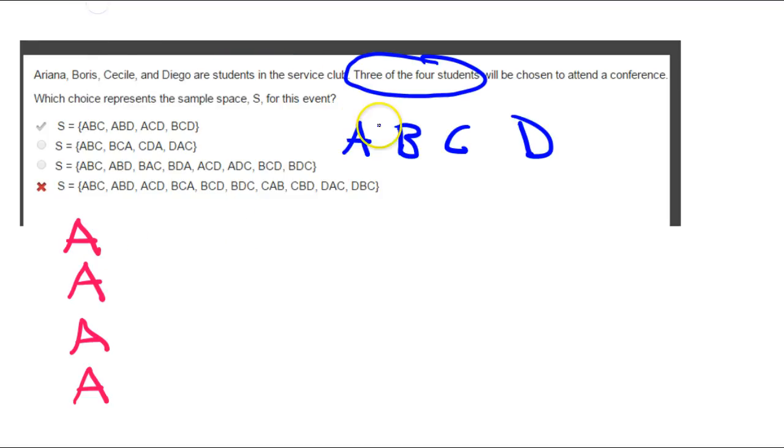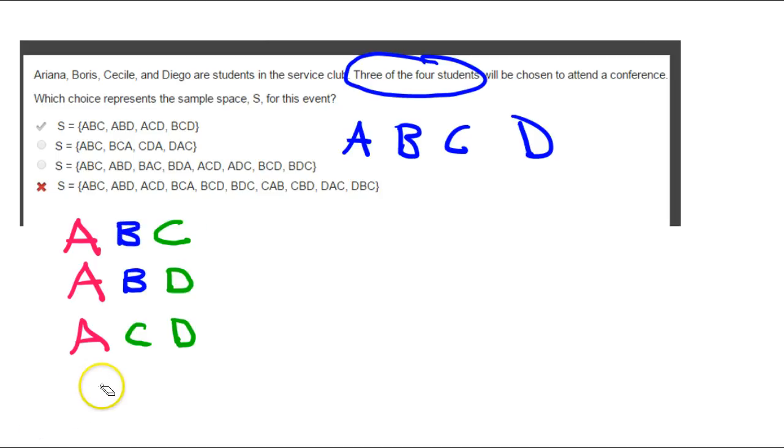Okay, so if A is in it, then it could be... alright, so I have one too many here. So there are only 3 groupings that would have A in it. A, B, C, A, B, D, and A, C, D. Alright, there's no other grouping other than these that has A in it.